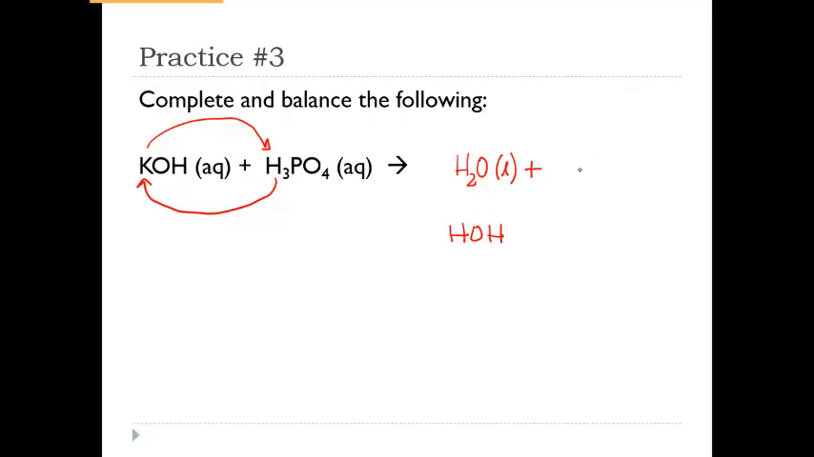And then we also get potassium, which potassium's a +1 and phosphate's a -3, so we have to have K3PO4 in order for our charges to balance each other. So now we need to balance our equation and make sure that the atoms on each side are balanced, because right now they are not. So if we start with the potassium, we have 1 potassium here on the reactant side, but 3 on the product side. So we're going to want to put a 3 out in front of the KOH.